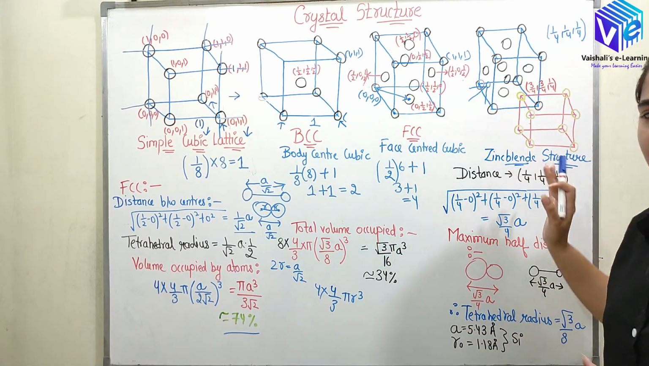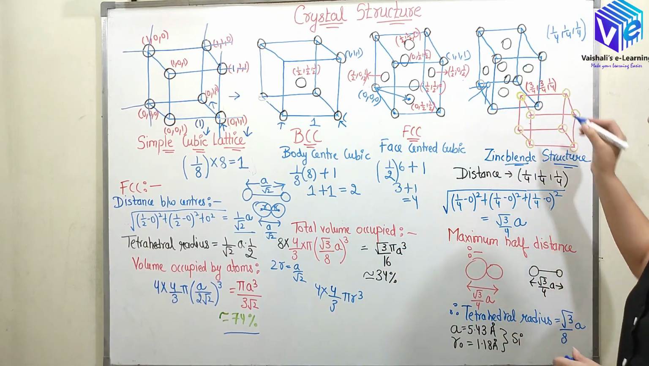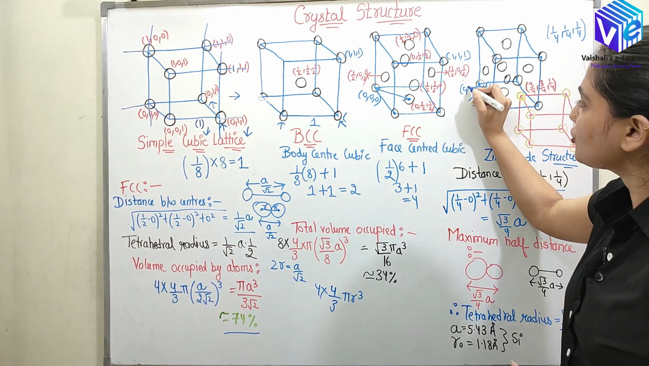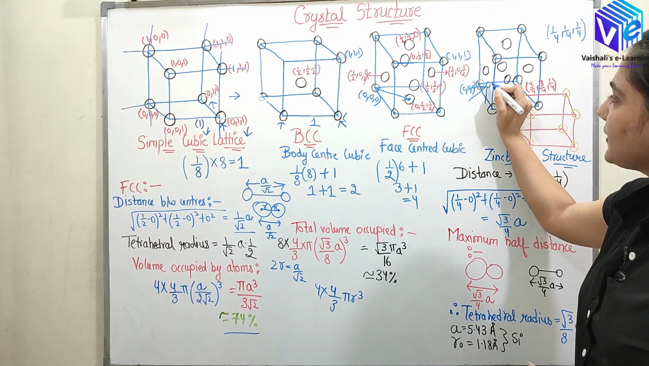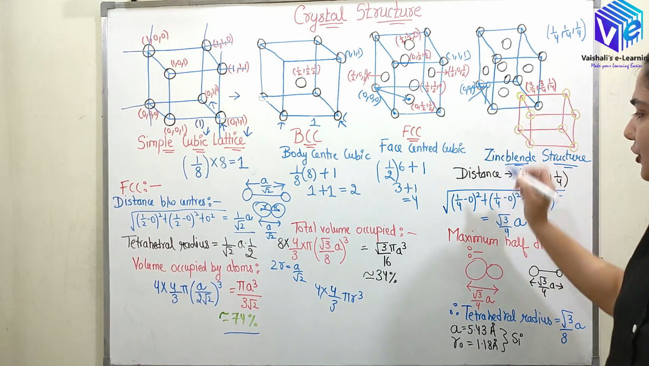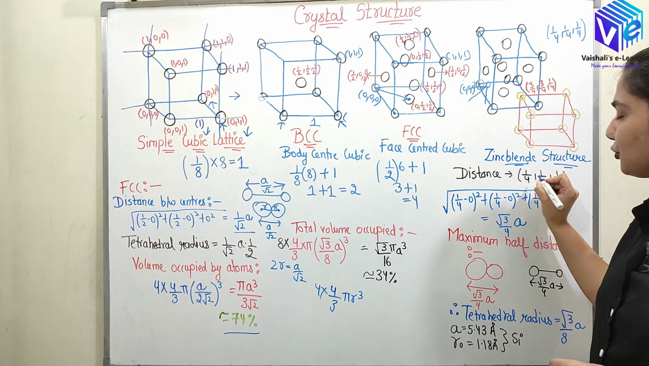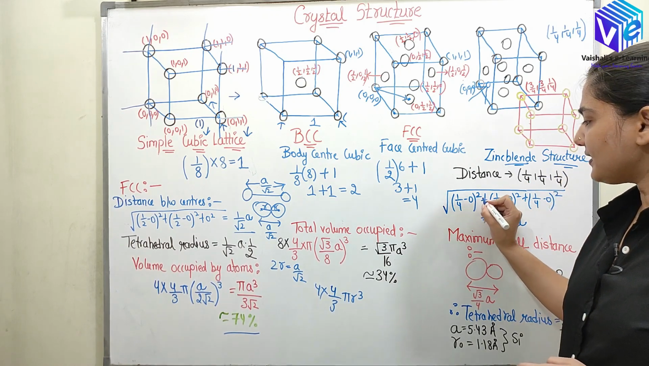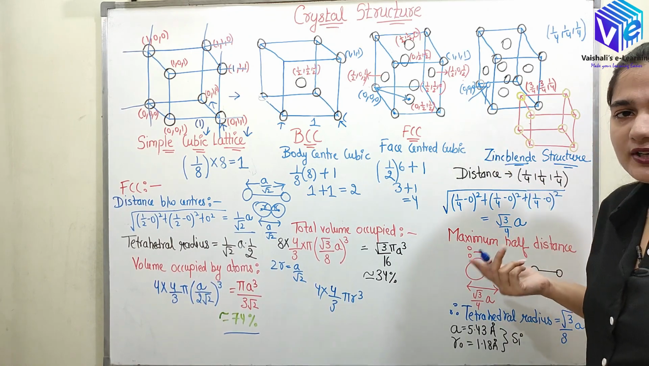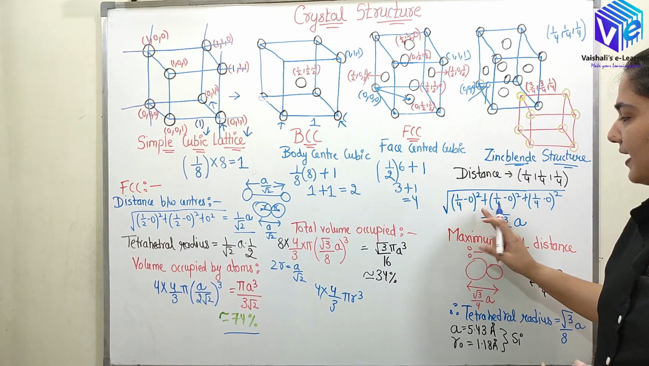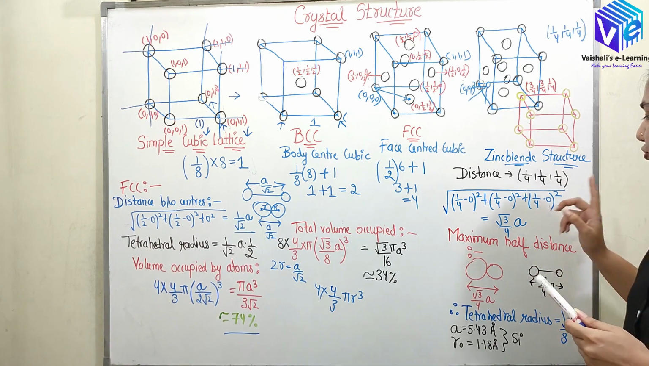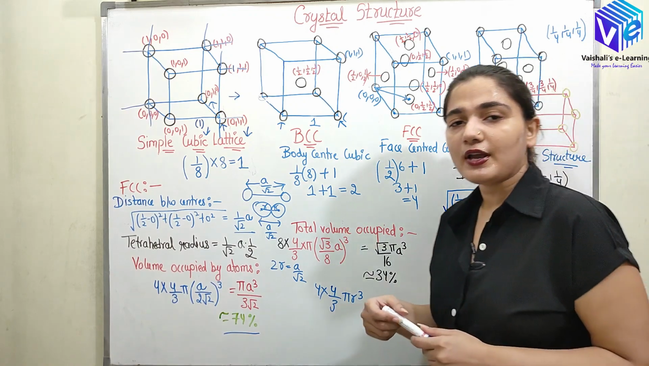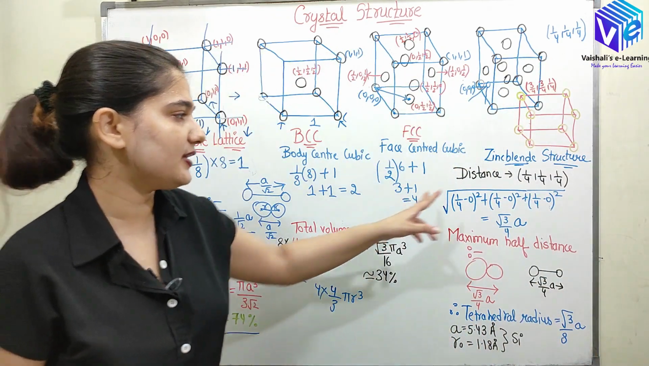Now coming to the zinc blende structure. Here you can see the distance between the two atoms will be, so here if I am taking 0, 0, 0, the nearest atom will be at 1 by 4, 1 by 4, 1 by 4. So the distance I have to find out to the 1 by 4, 1 by 4, 1 by 4 atom. I will be simply using the distance formula, under root 1 by 4 minus 0 square plus 1 by 4 minus 0 square plus 1 by 4 minus 0 square, and it will be under root 3 by 4 a. Okay, now I have found out the distance.